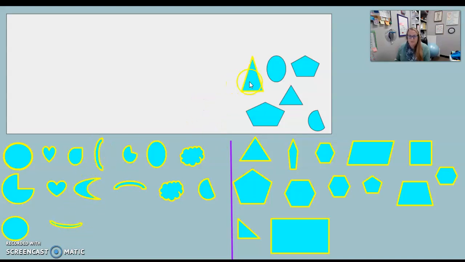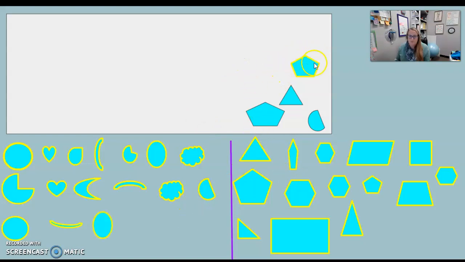All right, what about this triangle? Side 1 or side 2? Yeah, side 2. All right, what about the oval? Is the oval going to side 1 or side 2? I can't hear you. It's going to go to side 1.